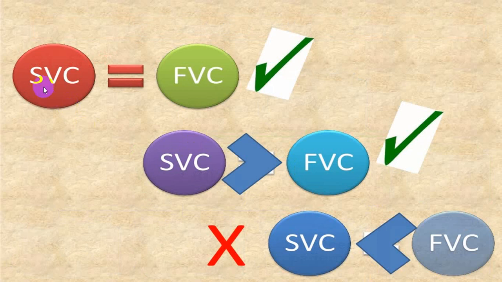Because in a slow vital capacity, the person is asked to breathe slowly. It is almost equal to FVC. Normally, SVC can be more than FVC, but FVC cannot be more than SVC. This is not possible.